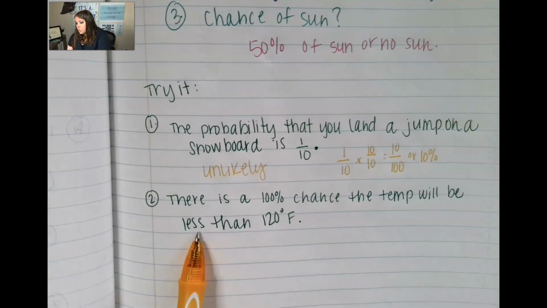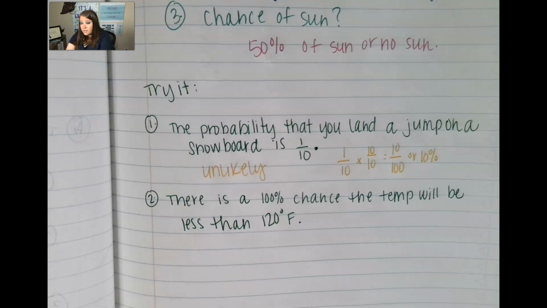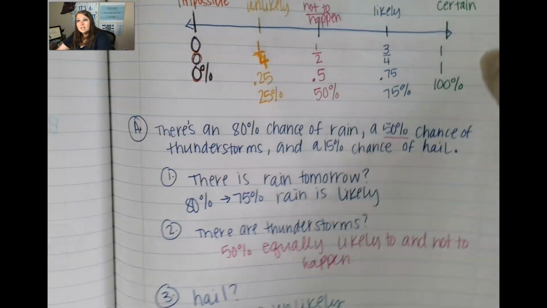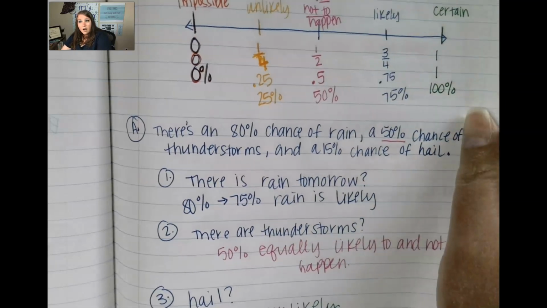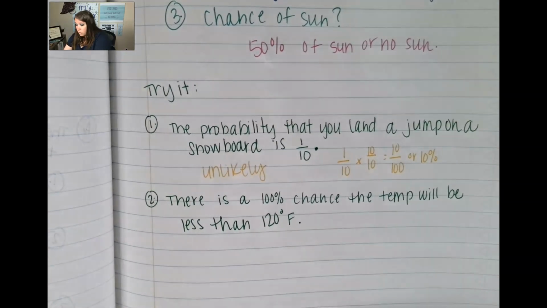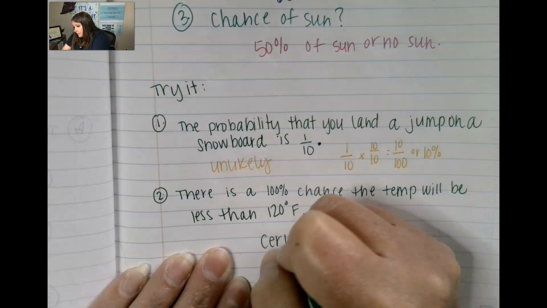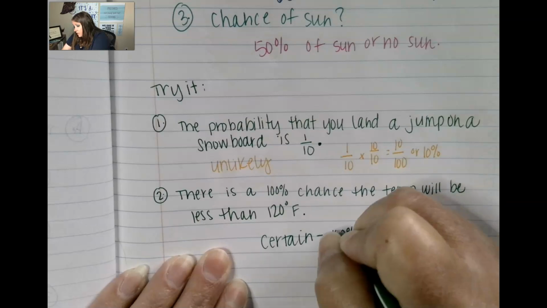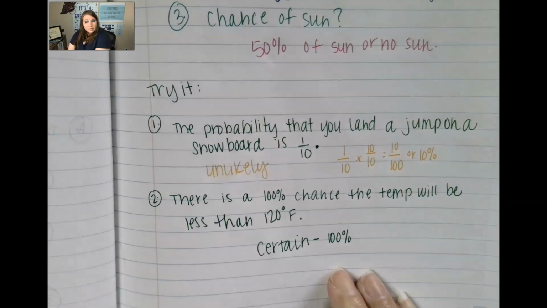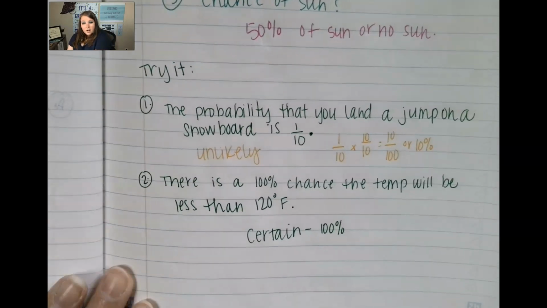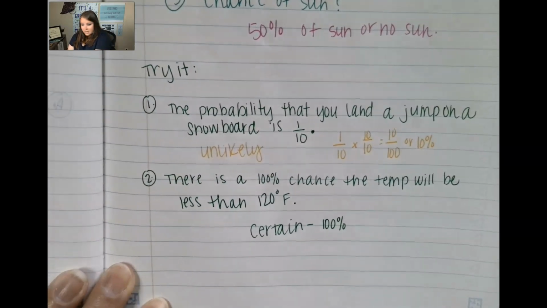Okay, down here, number 2. The likelihood is 100%. We haven't done a 100% chance yet. That means that it is certain. We are 100% certain that the temperature will be less than 120. So it is certain, we are certain with 100%, we can guarantee this 100% of the way that it will be less than 120 degrees.